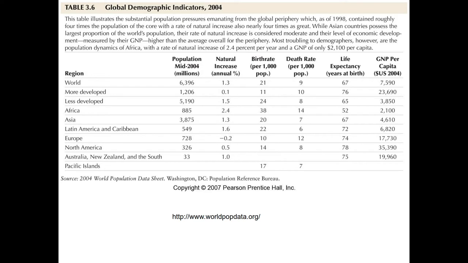It's another chart just looking at different regions, comparing the natural increase of the world and then just dividing it into arbitrarily more and less developed, comparing the growth rate of Africa with Europe.